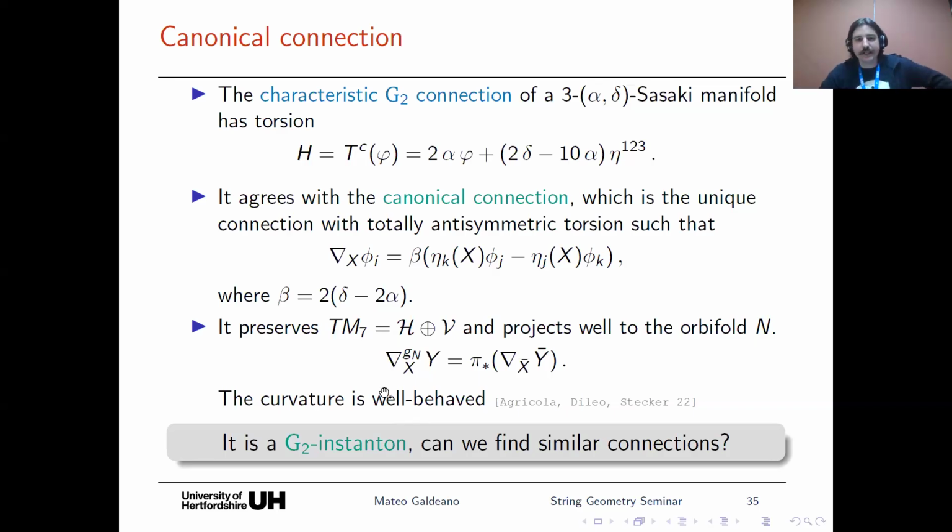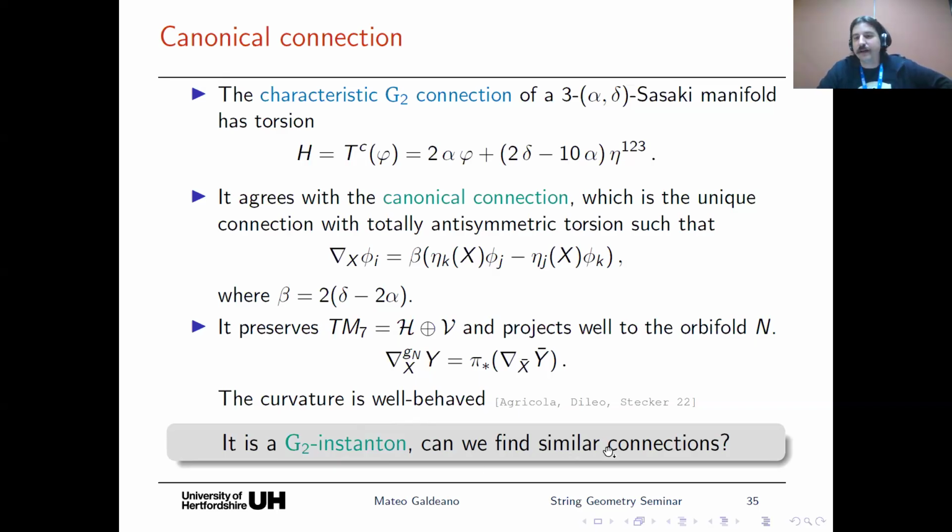But perhaps more interestingly, you can show that it is a G2 instanton. So this is kind of very nice. On the nose, this characteristic G2 connection is already a G2 instanton. We wanted a couple of them. We already have one. This is very good.